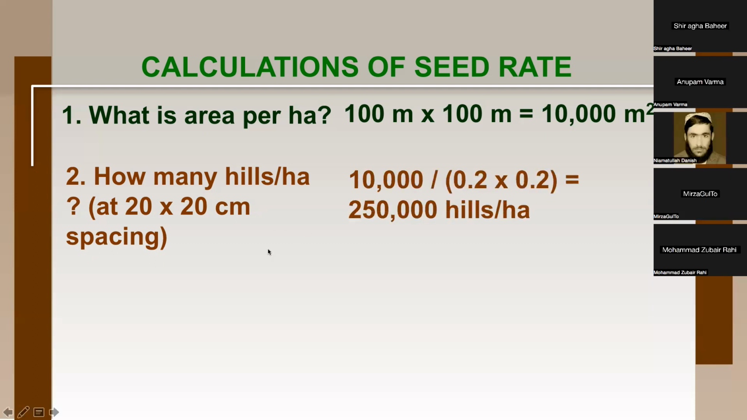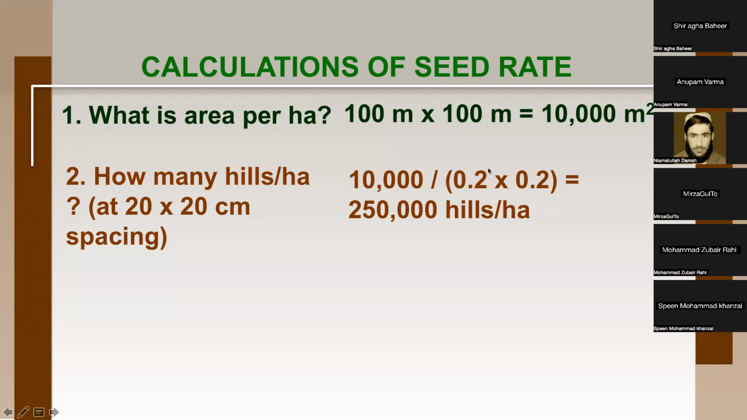Then you need to work out at how many places you need to transplant, or how many seedlings will be required if you transplant 1 seedling in 1 place. So that means 10,000 meter square divided by 20 centimeter into 20 centimeter, because this is the spacing, and you are going to calculate the number of plants that are needed. So it is very easy.